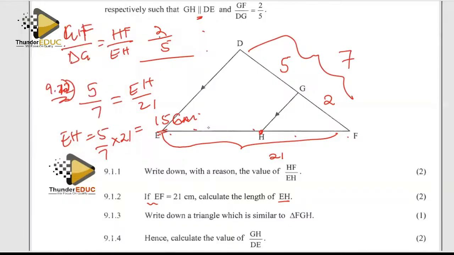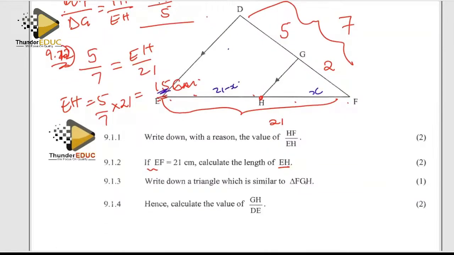Alternatively, people would have said this is X, and then that is 21 minus X, and then you solve it. You're still going to end up with the same thing. Then write down the triangle which is similar to FGH. So this big triangle, because this is common. This is the same as that. That is the same as that.